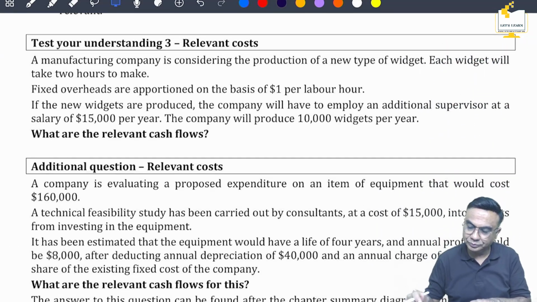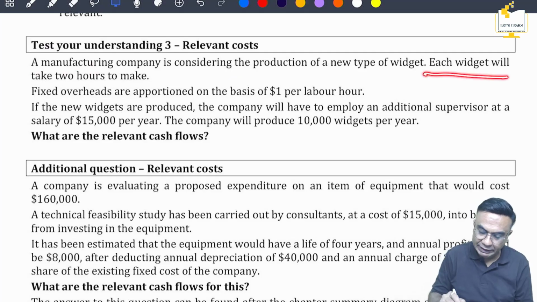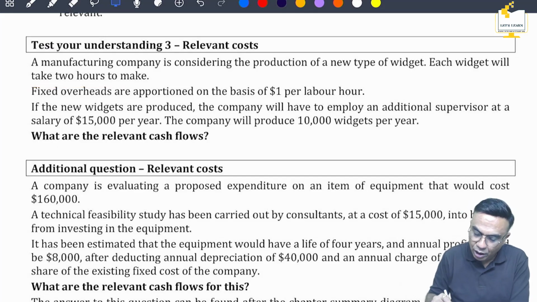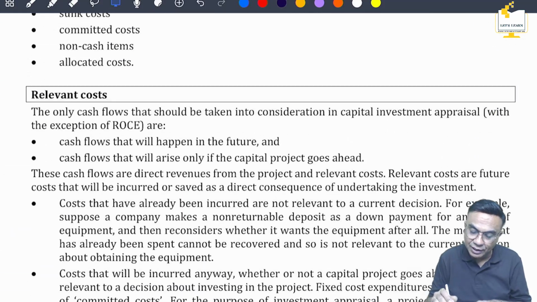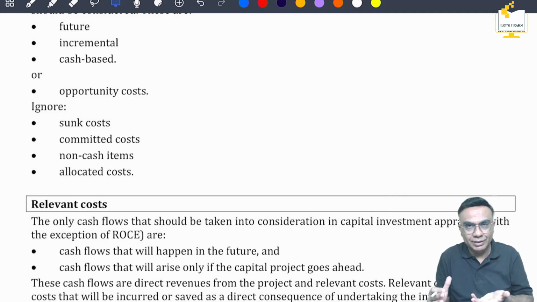Now, let's take this example. Test your understanding 3, relevant cost. A manufacturing company is considering the production of a new type of widget. Each widget takes 2 hours to make. Fixed overheads are apportioned on the basis of $1 per labor hour. So this is apportionment, this allocation, which we have to ignore. This is some fixed cost which is allocated or apportioned.